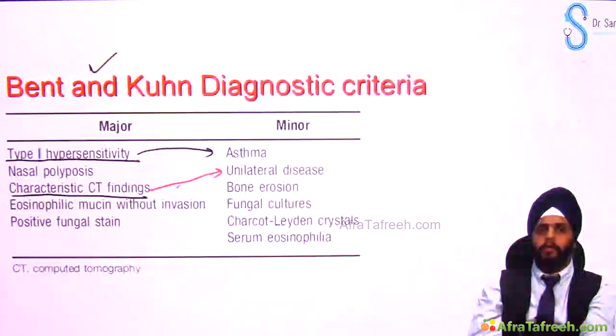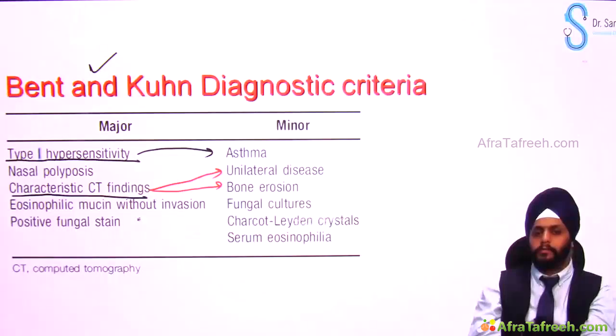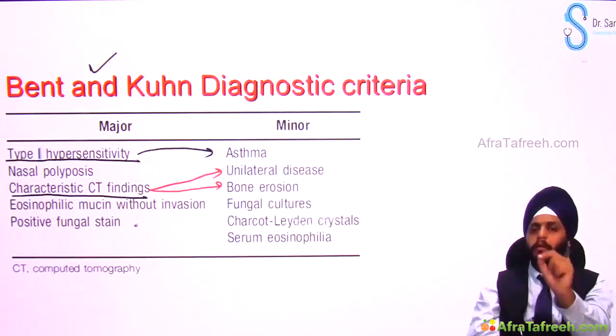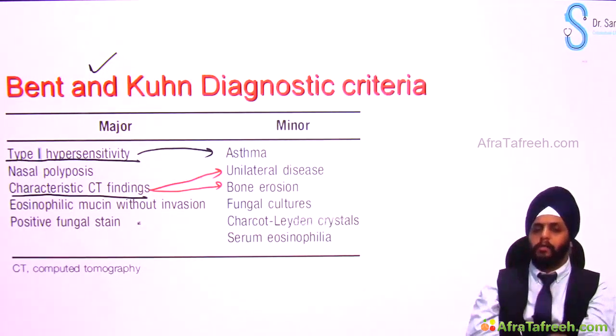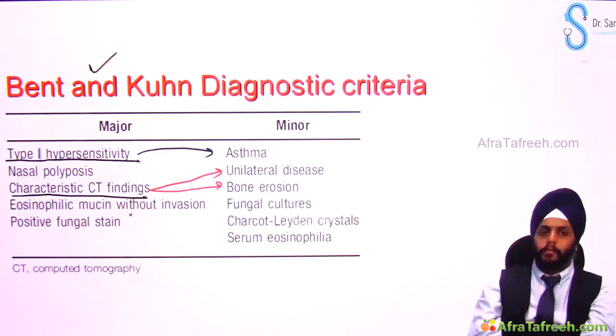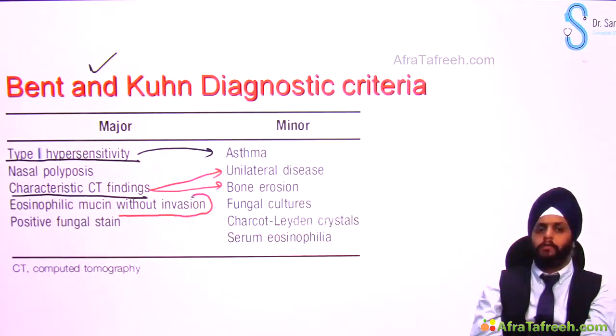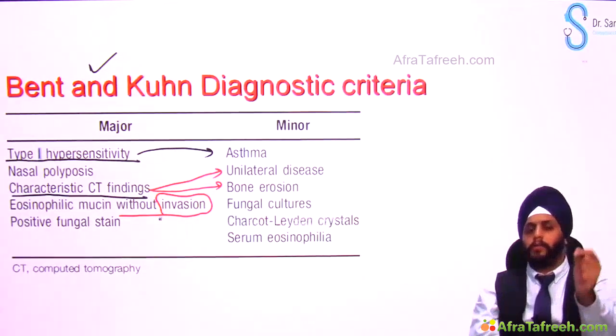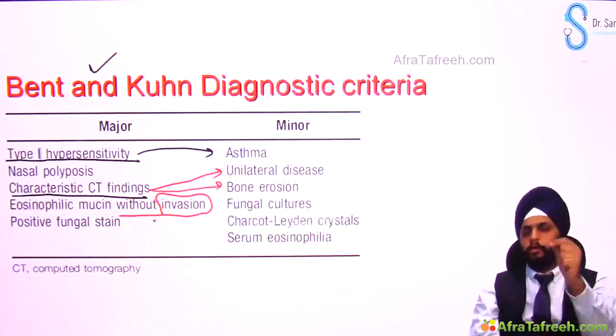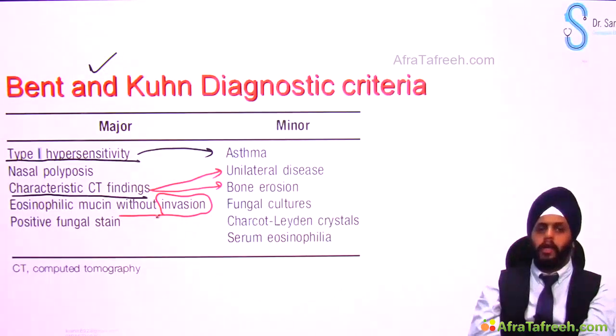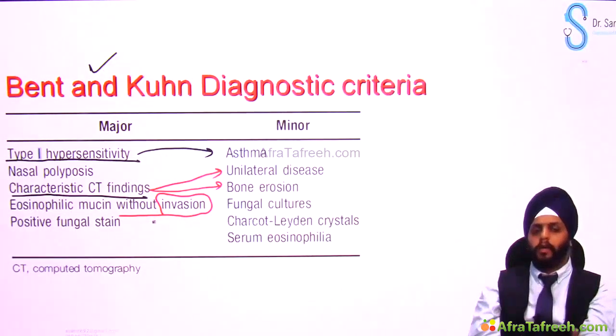So you see over here, bone erosion may be present. Not necessary, but it can be present. But there should not be any invasion. If there is an invasion, it does not remain allergic. It becomes invasive. So absence of invasion is a major criteria. Bone erosion is a minor criteria. Invasion is a major criteria. And you see, there is no invasion.